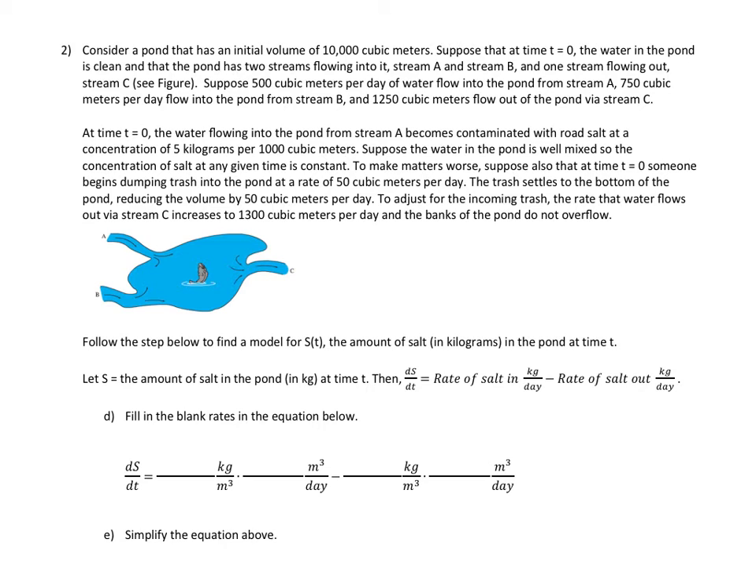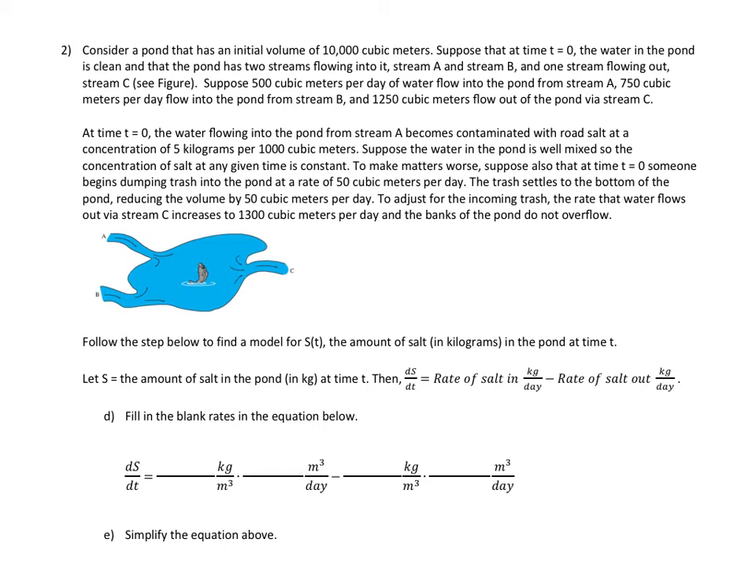Okay, number 2. Consider a pond that has an initial volume of 10,000 cubic meters. Suppose that at time 0, the water in the pond is clean, and that the pond has 2 streams flowing into it, A and B, and 1 stream flowing out, stream C. Okay, so we've got 2 streams flowing in, A and B, 1 stream flowing out at C. It has an initial volume of 10,000, and it starts out clean.